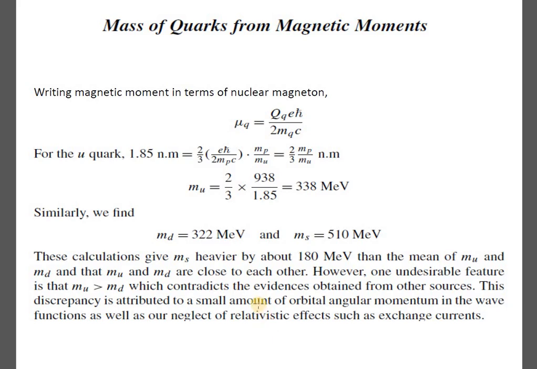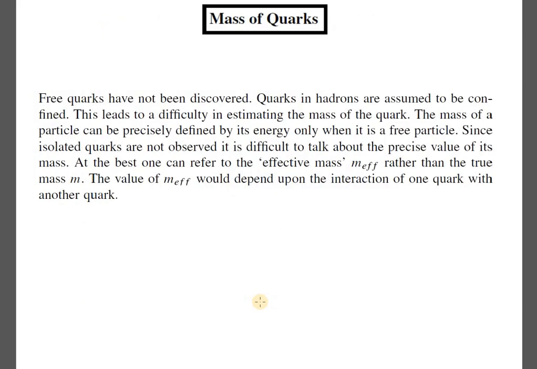Now with this, let me go on to the next topic, which is basically the mass of quarks. Now we know that free quarks have not been discovered and quarks in hadrons are assumed to be confined. This leads to a difficulty in estimating the mass of a quark. The mass of a particle can be precisely defined by its energy only when it is a free particle. And since isolated quarks are not observed, it is quite difficult to talk about the precise value of its mass.